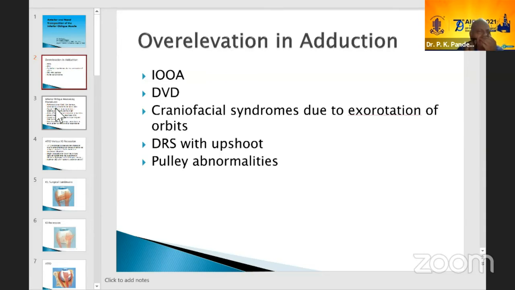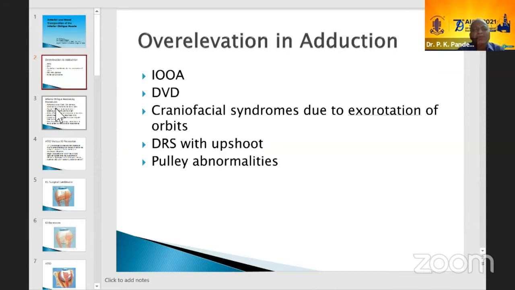This is something we tend to think: wherever there is over-elevation in adduction or under-depression in adduction, it automatically means that this is due to inferior oblique overaction. Now, this is not true, because there could be many other situations creating an over-elevation in adduction. Some important conditions to keep in mind are DVD, craniofacial syndromes due to exo-rotation of the globes and orbits, DRS with upshoots, and Foley abnormalities. And there are some more conditions, but these are the common ones.